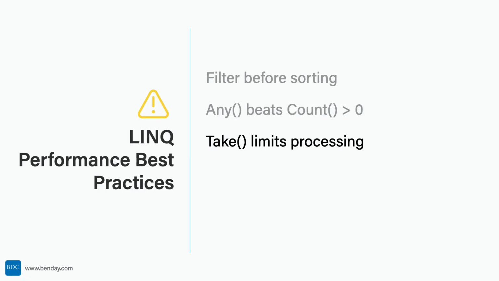Only need the top 5? Use Take 5. Combined with OrderBy, it's smart enough to find just the top 5 without fully sorting everything. Don't process more than you need.